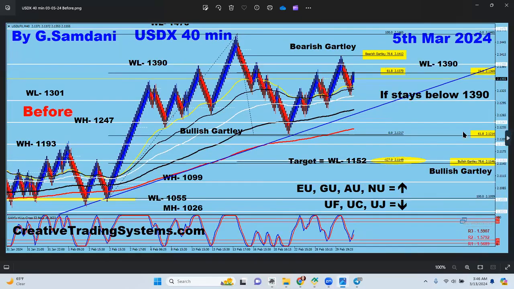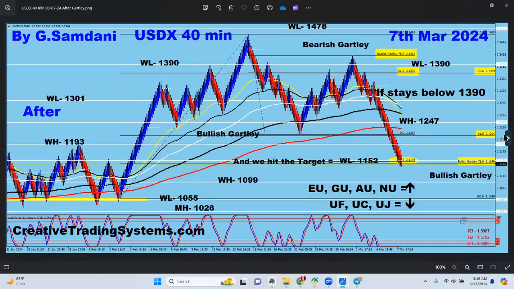Okay, this is where I made the chart. Remember, 5th March, and today is the 13th. So I made the chart showing this target here, 78%, and this fib here is 61% and 78%, and then it is coming down. I said my target is this line, target equal weekly low 1152, which we were just talking about, right? 1155, 1152 to target. And slowly but surely, what happened?